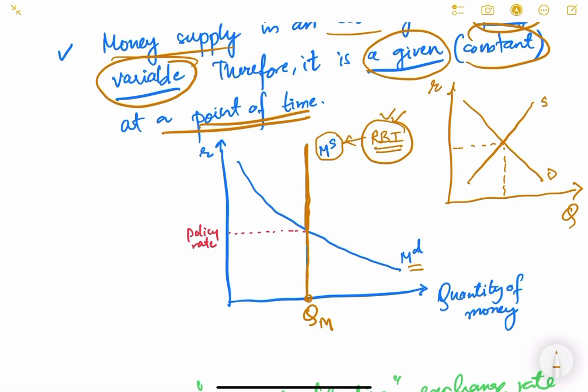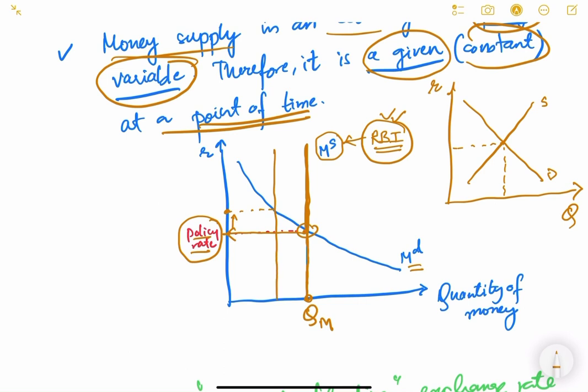Now you look at wherever this given money supply and the money demand intersect, that will determine your policy rate. So RBI basically decides the policy rate. Suppose, for example, the RBI increases the policy rate, automatically this is the corresponding money supply that will be there in the market.